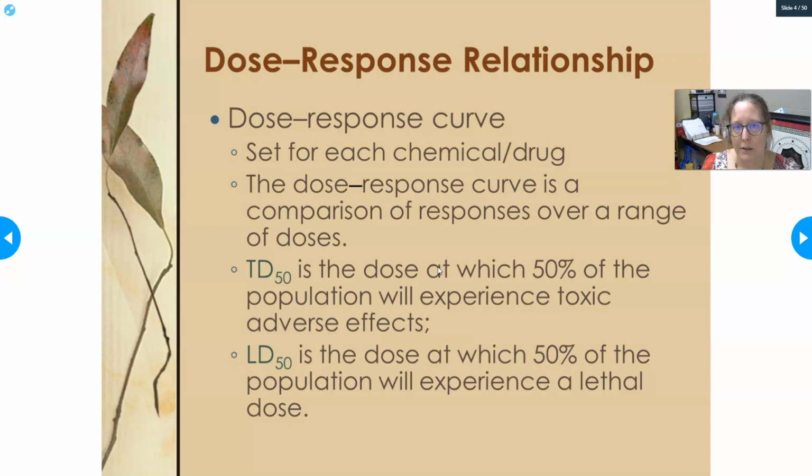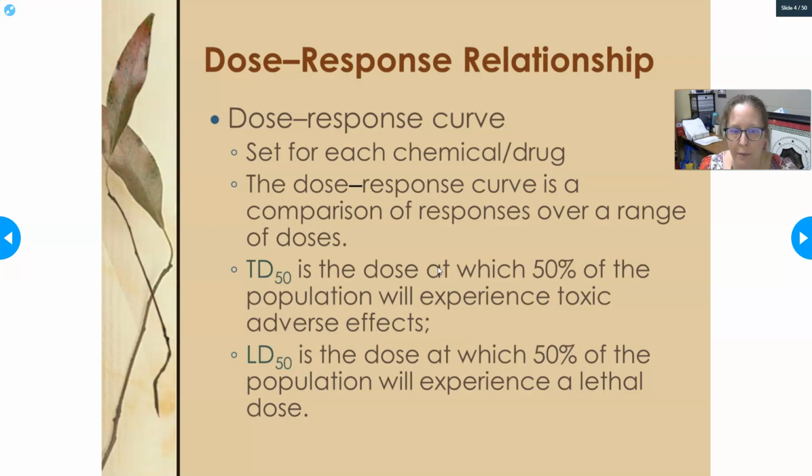So a little bit about the dose-response relationship, because this can be quite complicated, especially in toxicology. A dose-response curve has to be set for each chemical or drug, and it's a comparison of the responses over a range of doses. And some of these may come from cytology studies, animal studies, or known exposures and documentation of effects on known exposures.